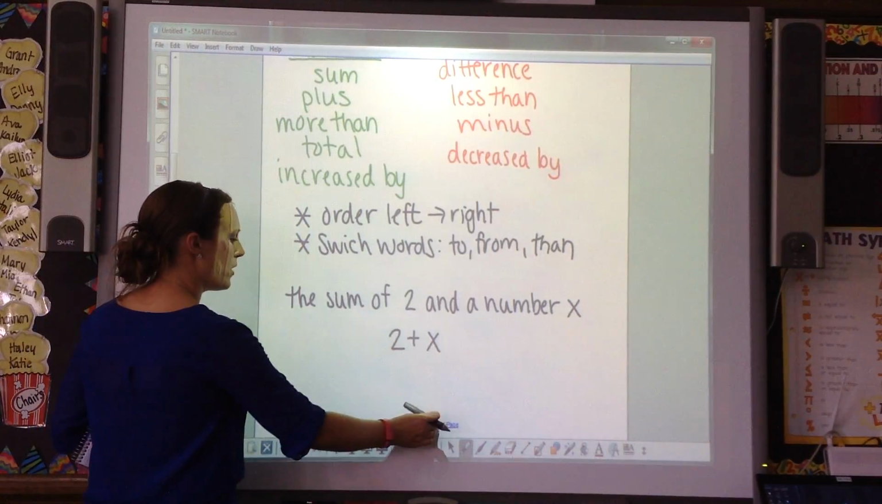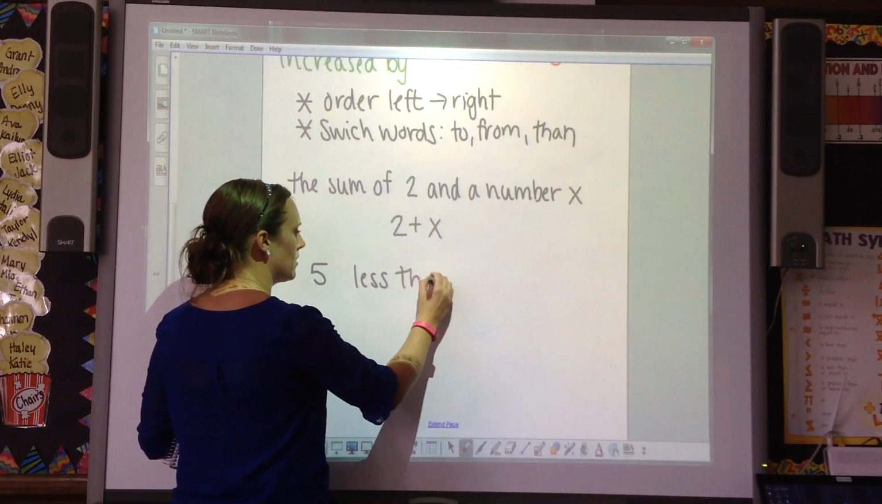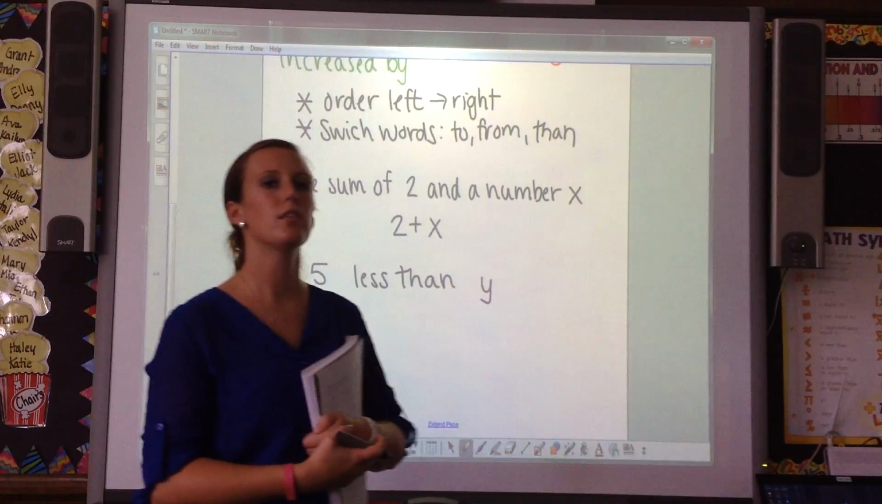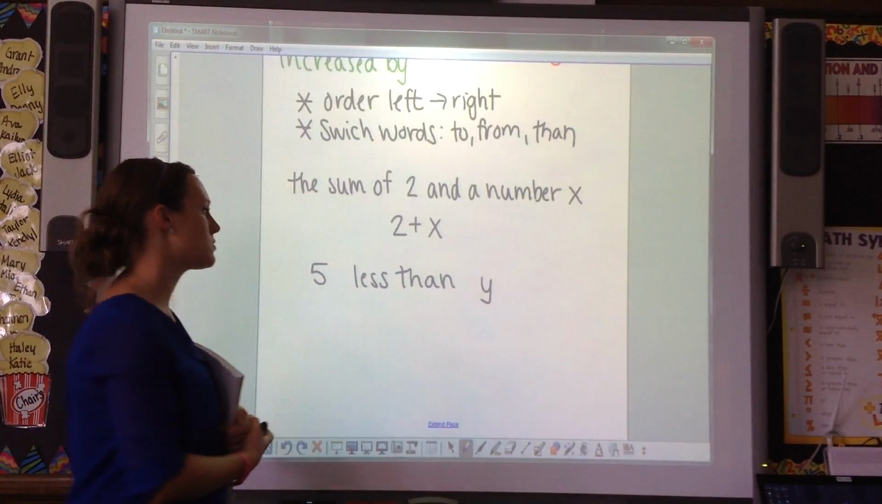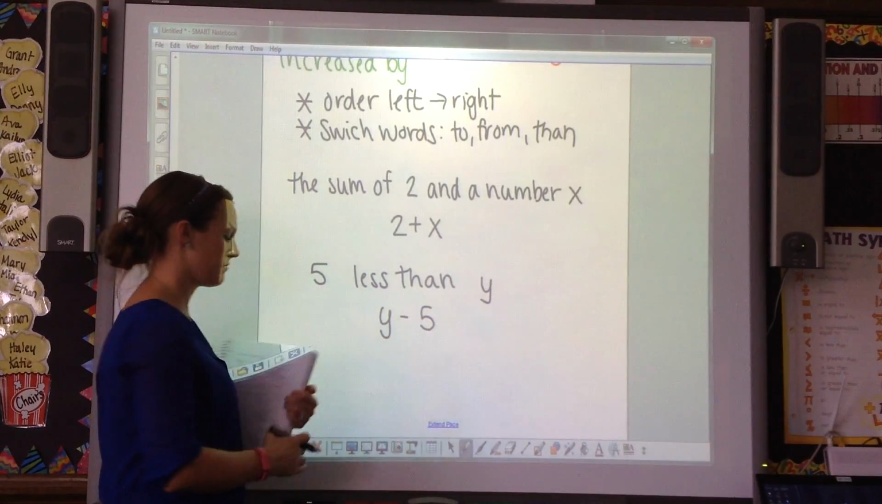5 less than y. Okay, less than means subtraction. There is a switch word in this one, so we are going to switch the order. It's not going to be 5 minus y, instead it's going to be y minus 5.